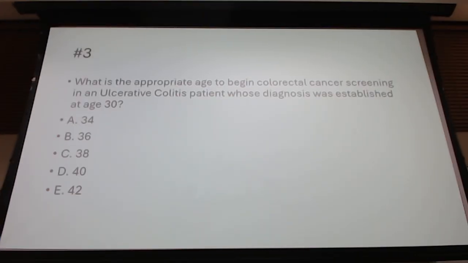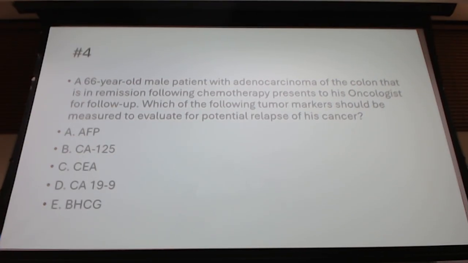All right, go back to this again. What did I say? Ulcerative colitis, inflammatory bowel disease. At age 30, how many years for the initial? 8. 38, good.